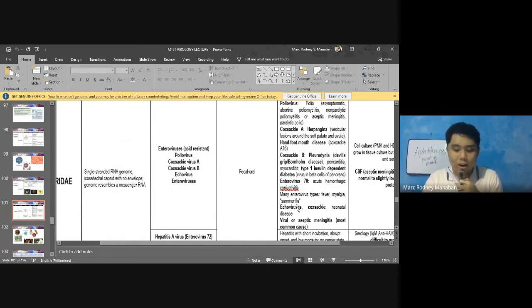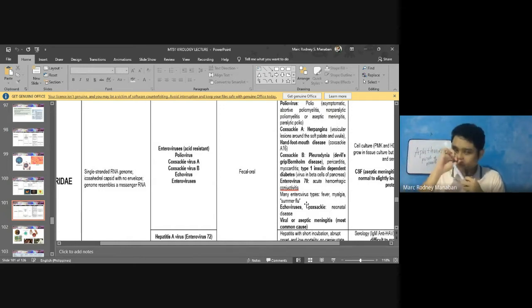And many enterovirus types, again, can cause summer flu. So they are more common in summer. Echoviruses, Coxsackie, may also cause neonatal disease. And your enteroviruses are considered to be the most common cause of aseptic or viral meningitis. Take note of that, dears. Most common cause of viral aseptic meningitis, all right, is your enterovirus.